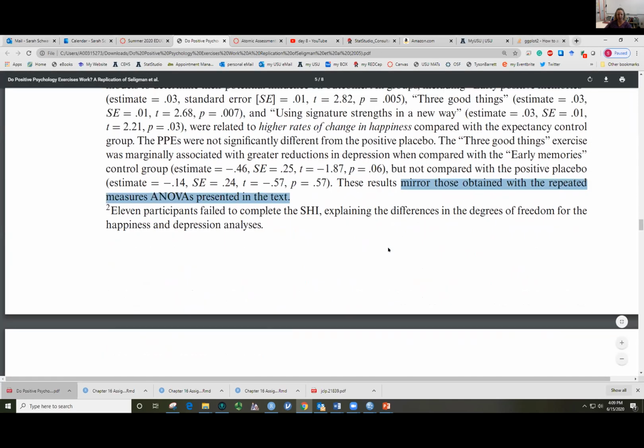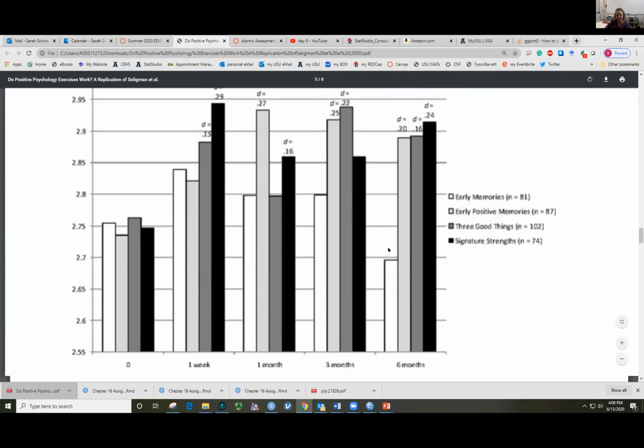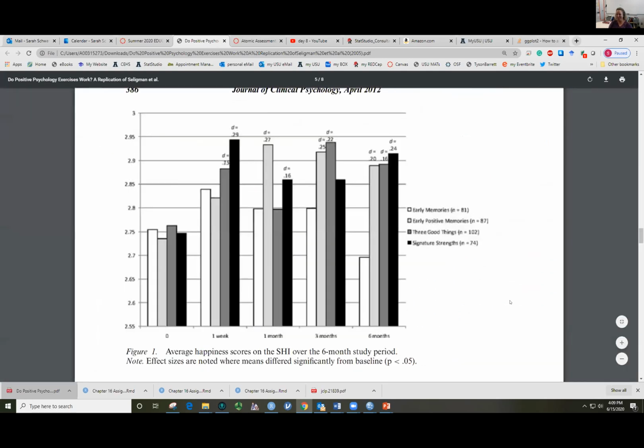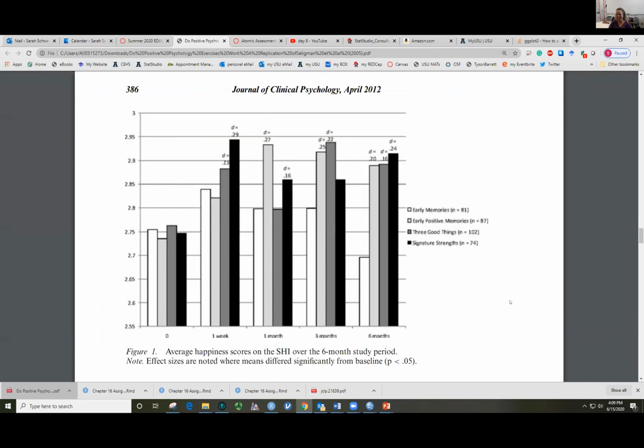Okay, next page. All right, what do you guys think about this plot? I hate this plot. I want to remake this plot so bad. What kind of plot is this? What would you call this? It's a bar chart, but it's set up like a histogram because the bars are touching.